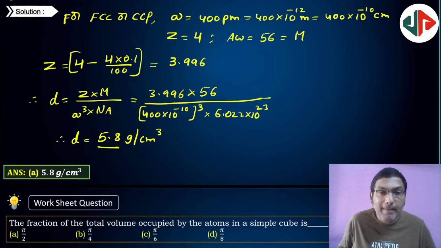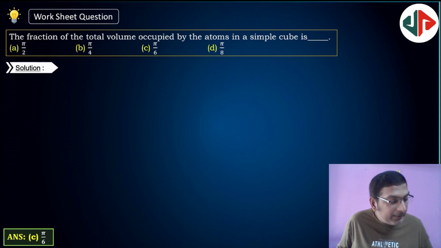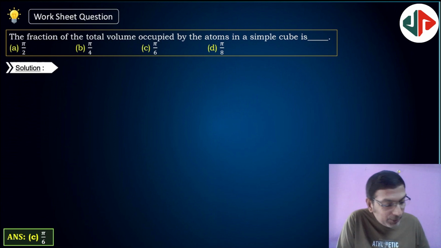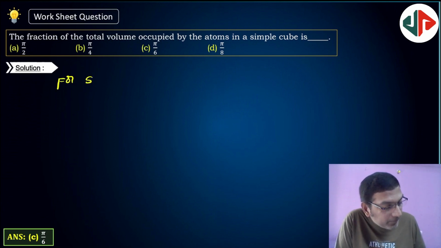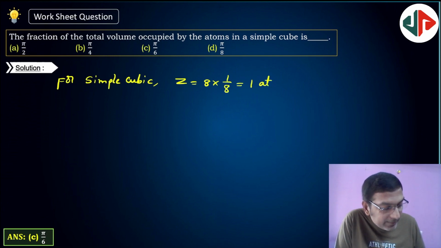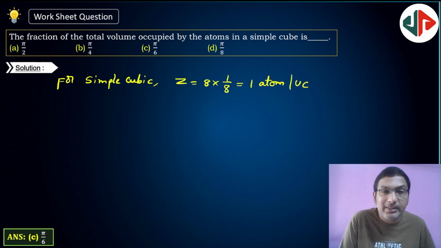The next question: the fraction of total volume occupied by atoms in simple cubic structure. So for simple cubic, or primitive cell, the effective number of atoms is 1. That is 1 atom per unit cell. One unit cell of simple cubic structure contains effective number of atoms 1.